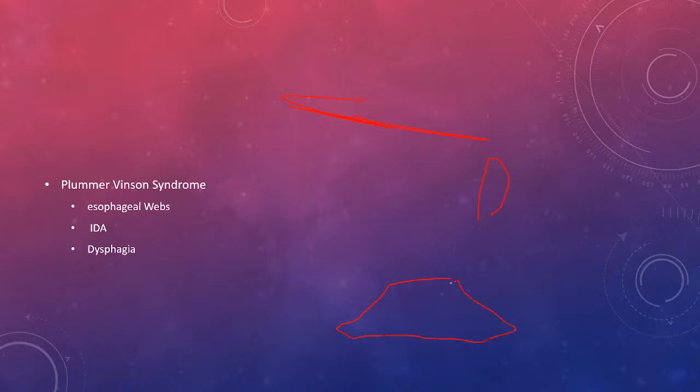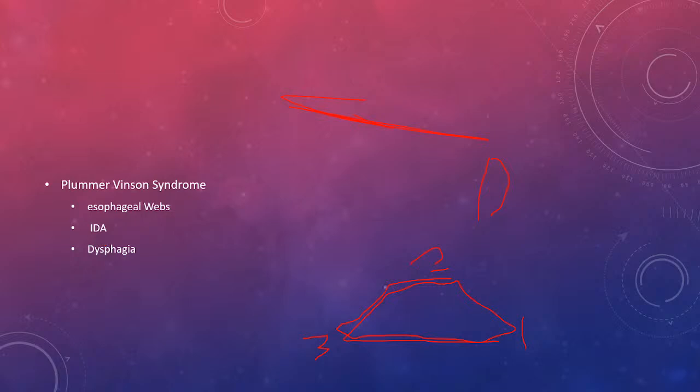Okay. So the reason why it's shaped like that is because there's one, two, three parts of it. And that's the triad that you're going to look for. That's the reason why it's a triad, because you can see esophageal webs, IDA, and dysphagia.